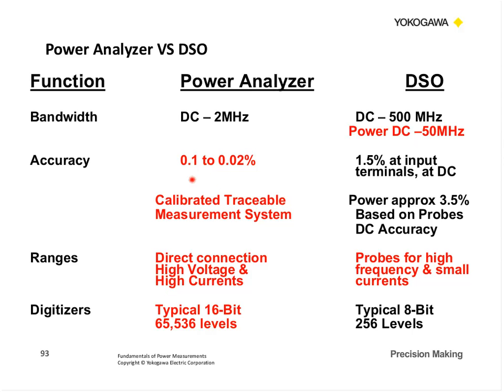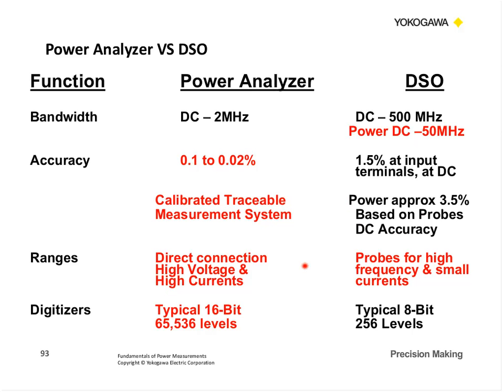Accuracy, this is very important. With the power analyzer, it's 0.1 to 0.02 percent. It is a calibrated, traceable measurement system. A word of caution with your scope: look at the accuracy specified on the scope. It's specified as a DC accuracy. Then you have to calculate in your probe accuracy. We might be able to come up with, at the best, around 3.5%, something like that. Unfortunately, the power accuracy for a scope is really undefined because the scope accuracy is only specified at DC.